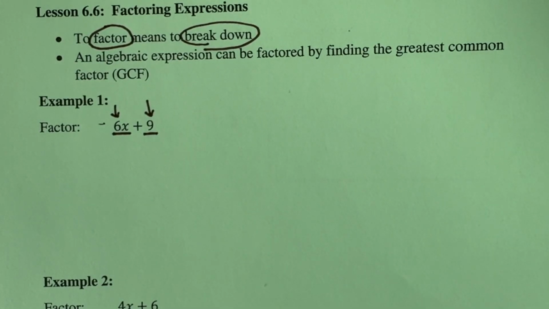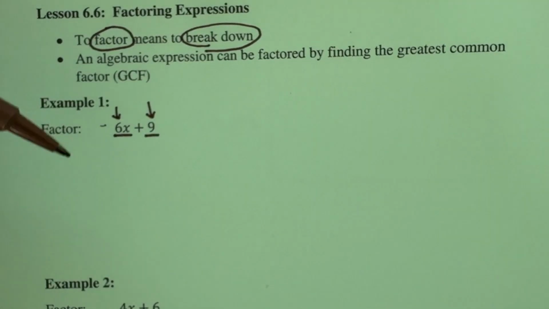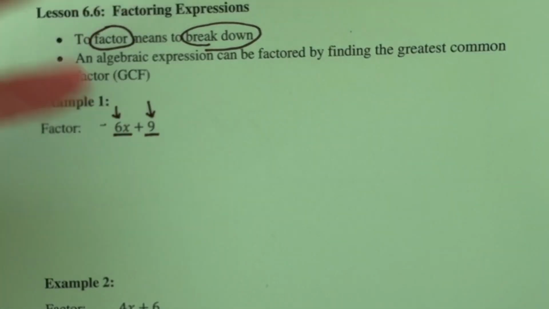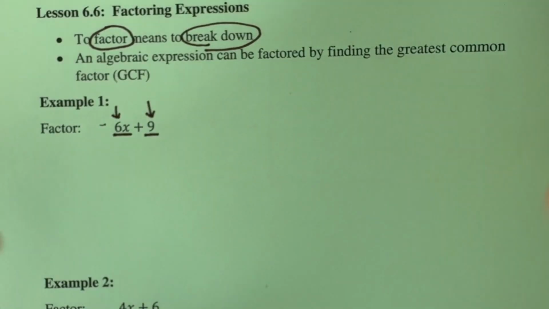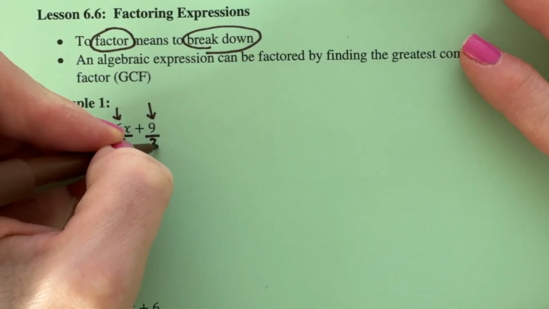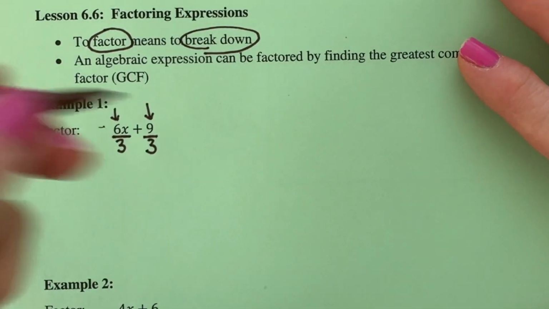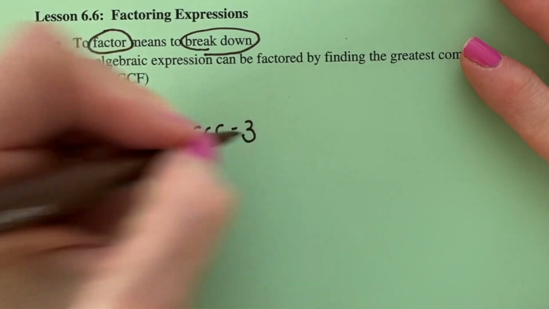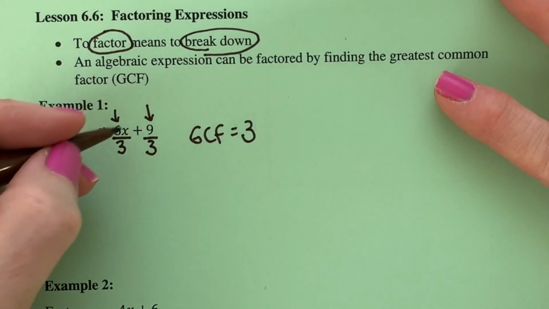You can pause this if you need to. What is the largest number that both 6 and 9 can be evenly divided by? Well, I hope you're thinking 3, because that is the greatest common factor. It's 3. So then I do this.